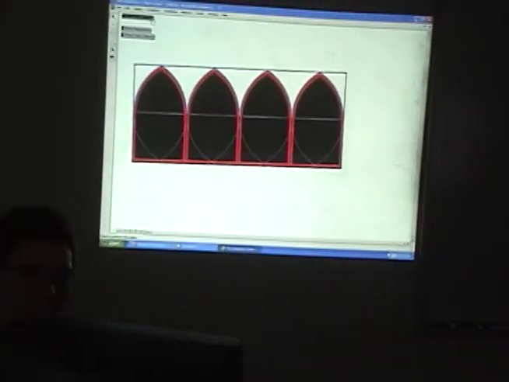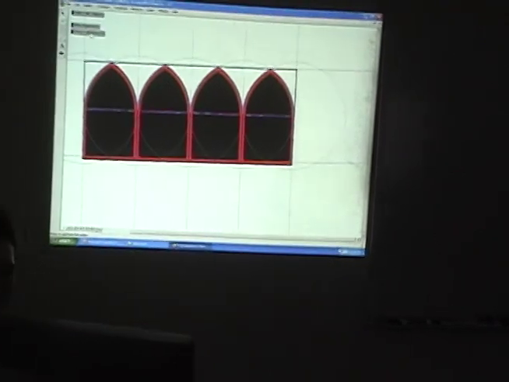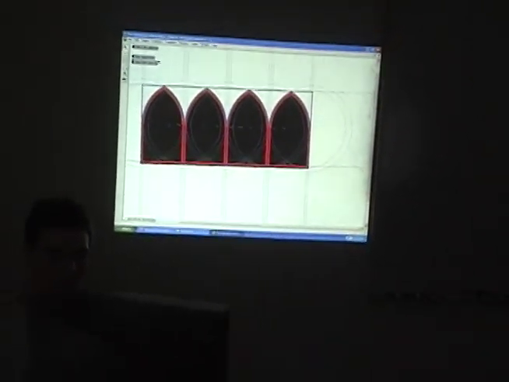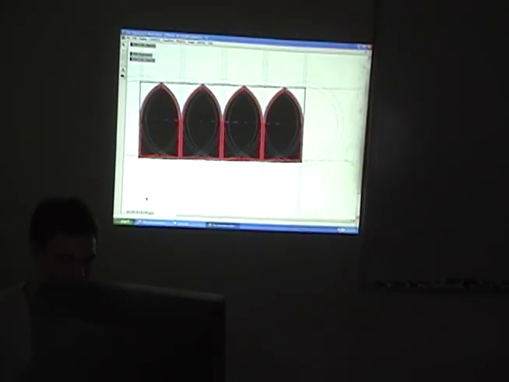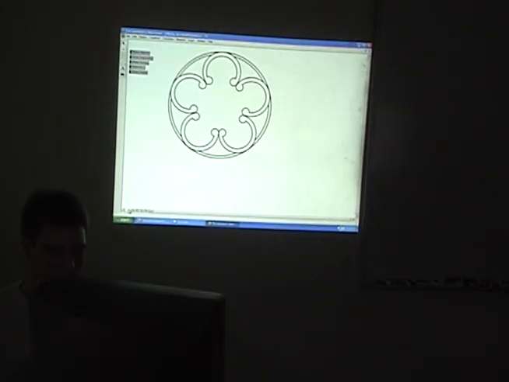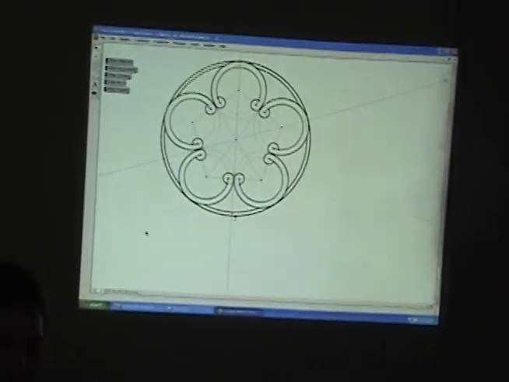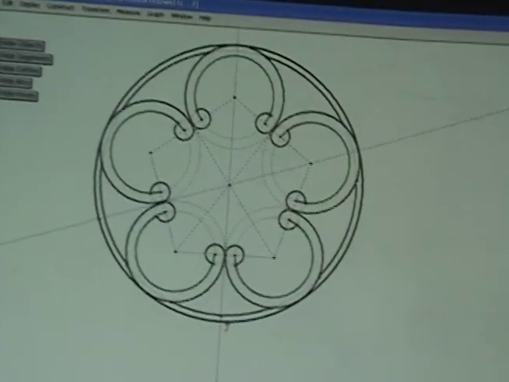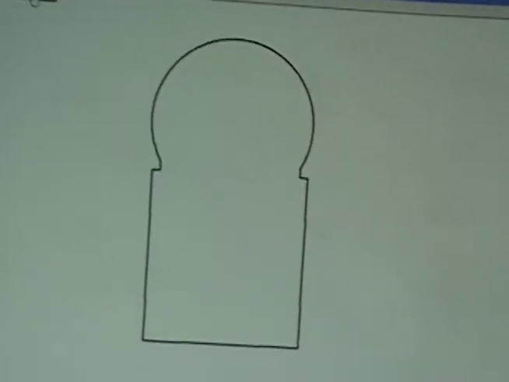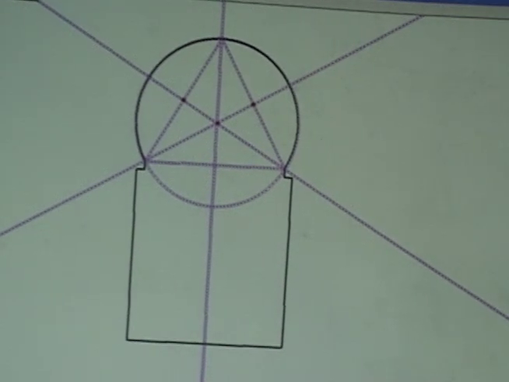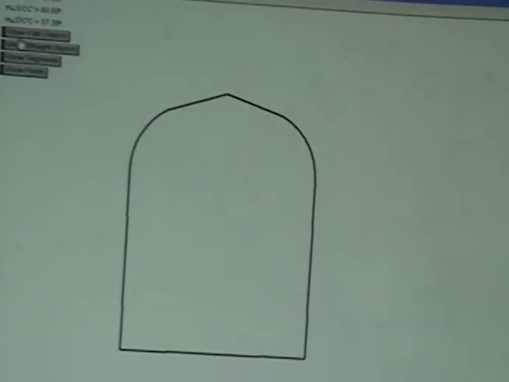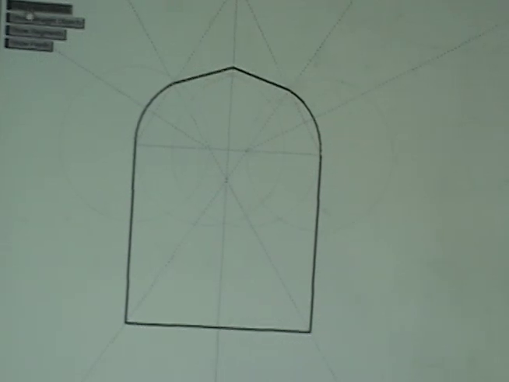Alright, so these are just arches. Let's see. So that's basically all those are. Then these are like quatrefoils, which are basically smaller parts of designs for windows. Say that's an arch. Another type of arch.